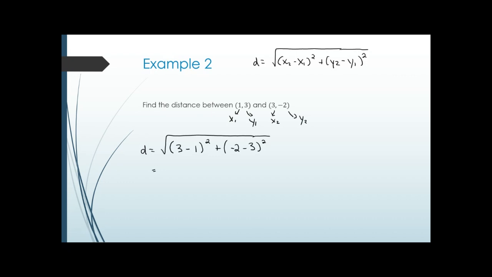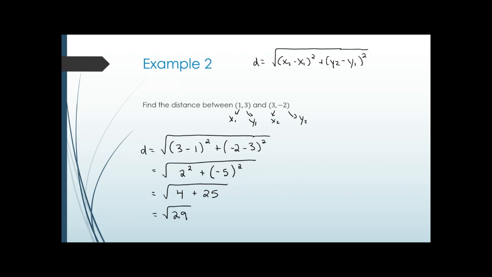So I need to simplify each of these parentheses first. 3 minus 1 is 2, so that gives me 2 squared. Negative 2 minus 3 is negative 5, so I'm going to have a negative 5. I'm making sure I'm putting that in parentheses so that I square it correctly. So that's a negative 5 squared. Then you square each number, so 2 squared is 4, 5 squared is 25. Then we add 4 plus 25, which is the square root of 29. And then you would put that in your calculator.